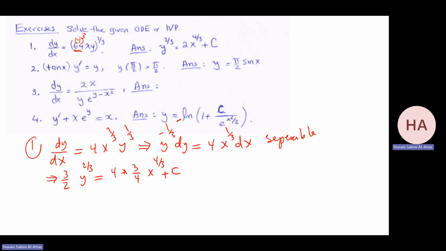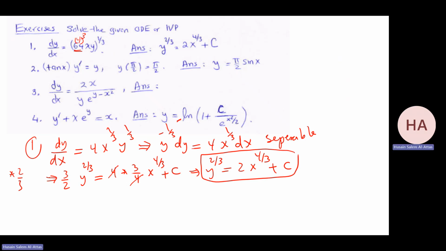So I have what? This is cancelled. Multiply by 2 over 3. Multiply by 2 over 3. You get y to the power 2 over 3 equal to x to the power 4 over 3 plus 2 over 3 c, call it c. So this is my answer. This is number 1.